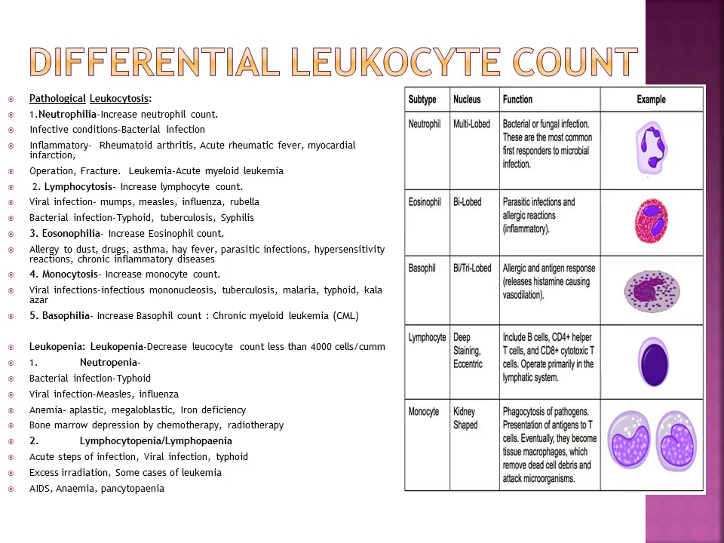When the WBC count is less than 4,000 cells per cubic millimeter, it may be due to neutropenia, that is decreased neutrophil count, and it is seen in bacterial infection like typhoid, viral infection like measles, influenza, in anemia like aplastic anemia, megaloblastic iron deficiency anemia, or bone marrow depression because of the chemotherapy, radiotherapy. Then lymphocytopenia because of the viral infection or typhoid or excess radiotherapy or leukemia, AIDS, anemia, pancytopenia, you can see lymphopenia.